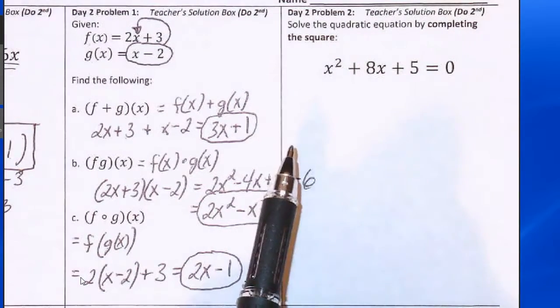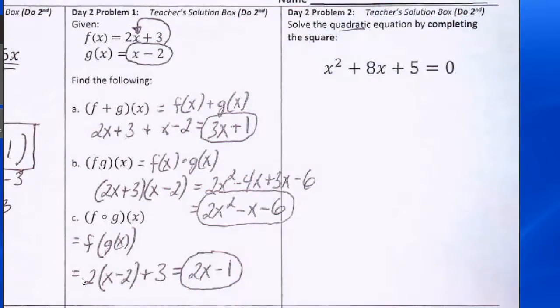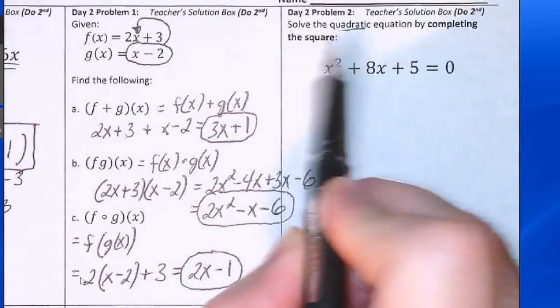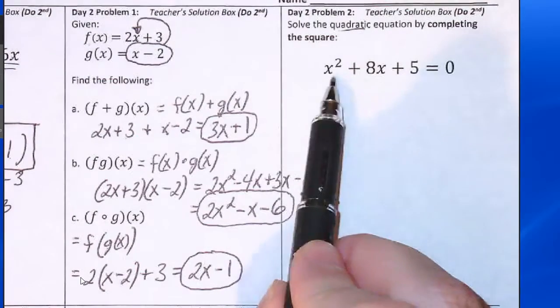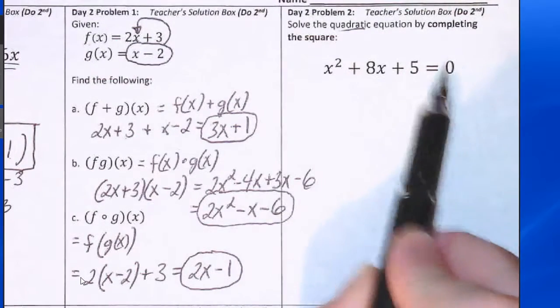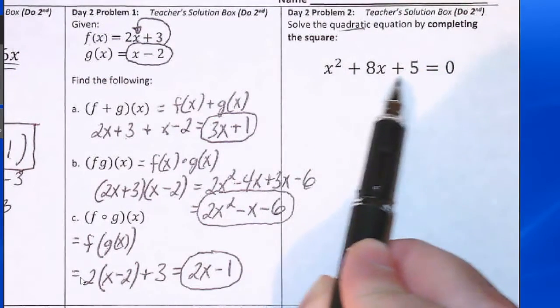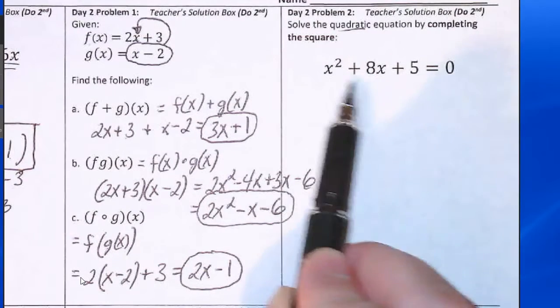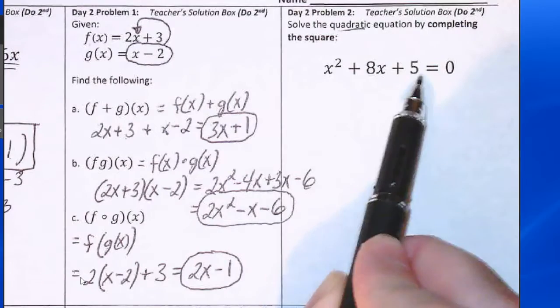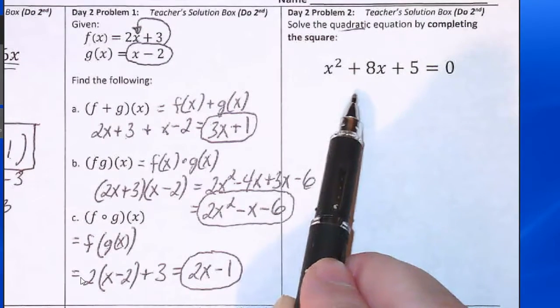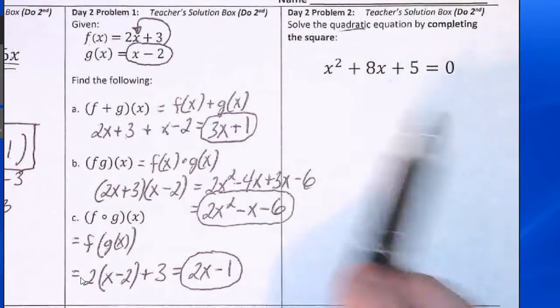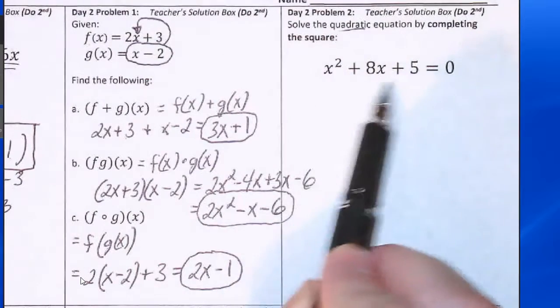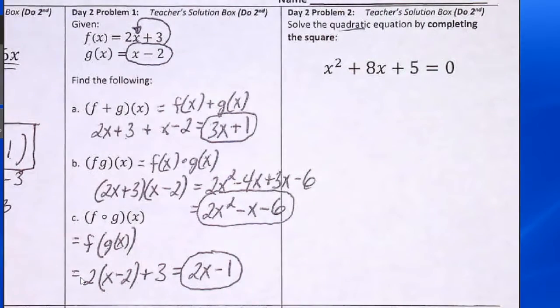Now day 2, problem 2. Solve the quadratic equation using completing the square. So here we have an equation. On the right side there's 0. On the left side is this trinomial, but this is not a perfect square trinomial. When this is factored, it doesn't create a binomial squared. So we want to rewrite this trinomial so that it is a perfect square trinomial.